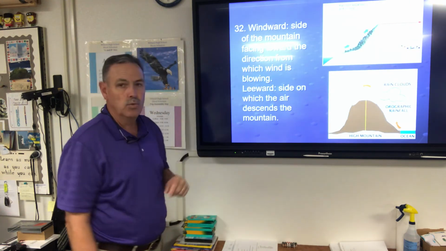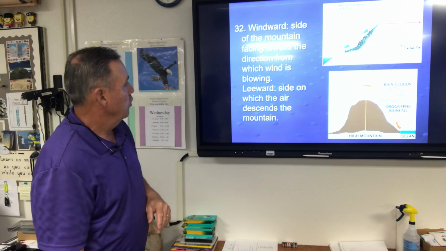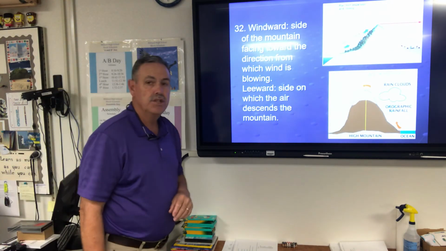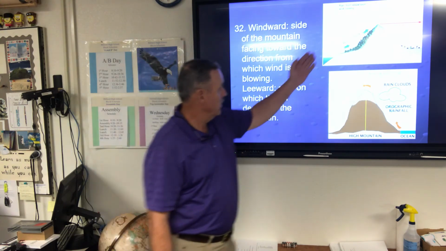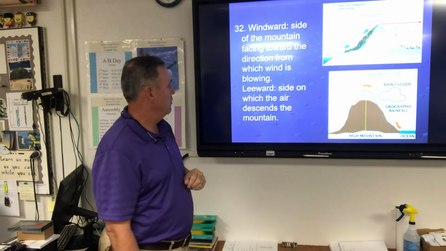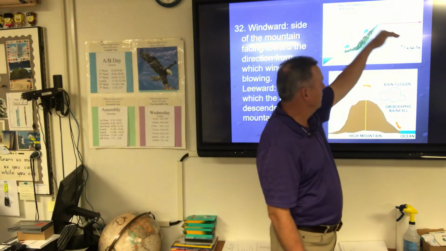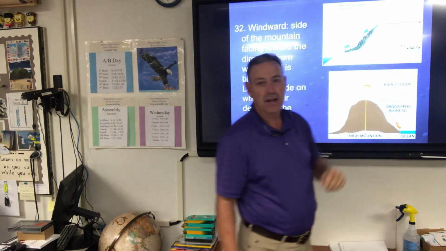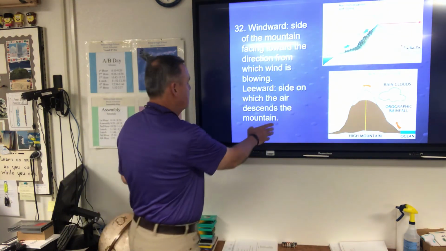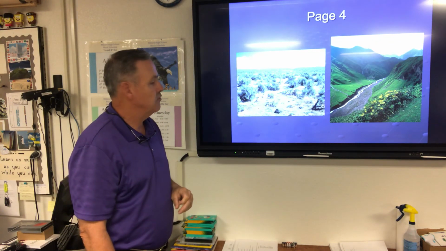Okay, here's that windward and leeward side we talked about in page 1. So the windward side of the mountain is the side that faces toward the direction from which the wind is blowing. So that would be over here. You can see the green vegetation. And the leeward side is the side on which the air descends the mountain. So that would be the other side, and that's where we would find that rain shadow that we talked about in page 1.